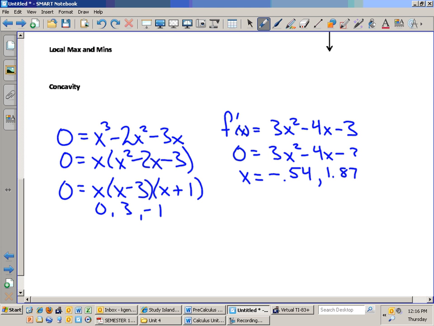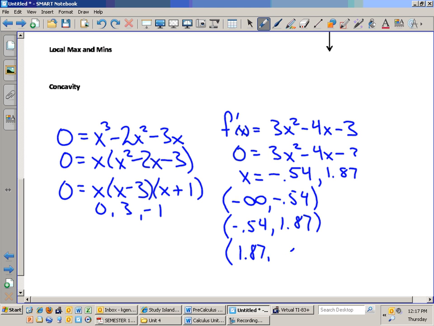So it appears that those are the spots where it changes from increasing to decreasing. What happens at these points? Local max and local min. It changes from increasing to decreasing, but this is one example, okay? So I'm going to have a few intervals here. One interval is going to be from negative infinity to negative 0.54. Another interval is going to be from negative 0.54 to 1.87. And another interval will be from 1.87 to positive infinity.